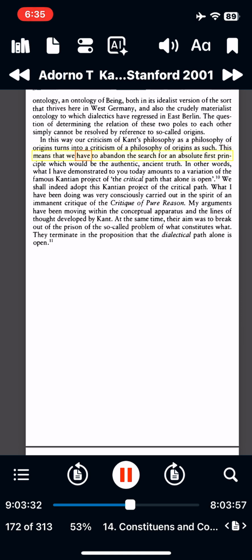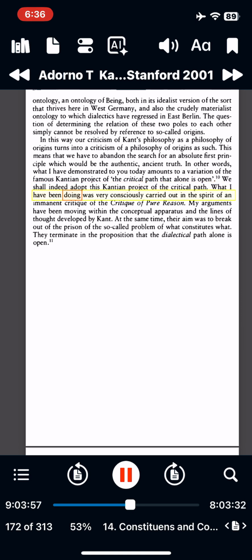This means that we have to abandon the search for an absolute first principle which would be the authentic, ancient truth. In other words, what I have demonstrated to you today amounts to a variation of the famous Kantian project of the critical path that alone is open. We shall indeed adopt this Kantian project of the critical path.